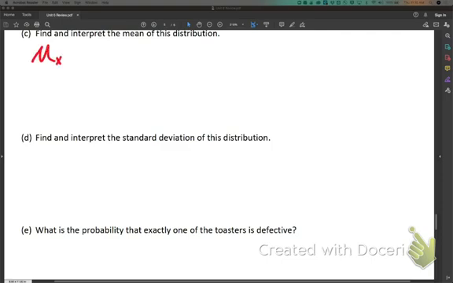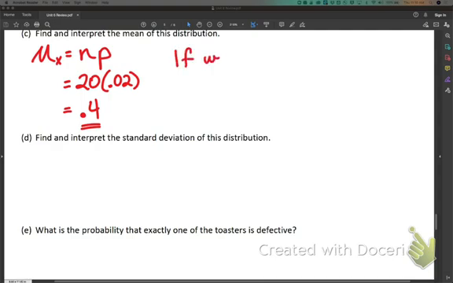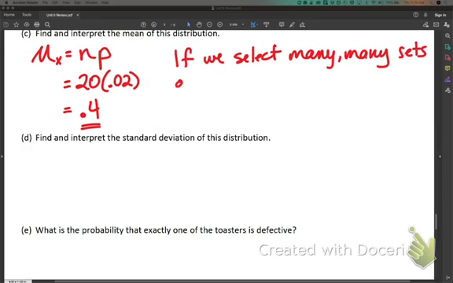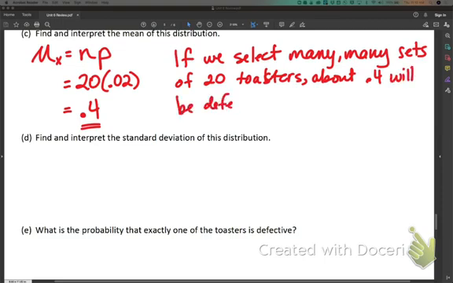The mean of a binomial distribution is I need to take N and multiply by P. N is 20, P is 0.02, and when I multiply those together, I get 0.4. What that means is if we select many sets of 20 toasters, about 0.4 will be defective on average.